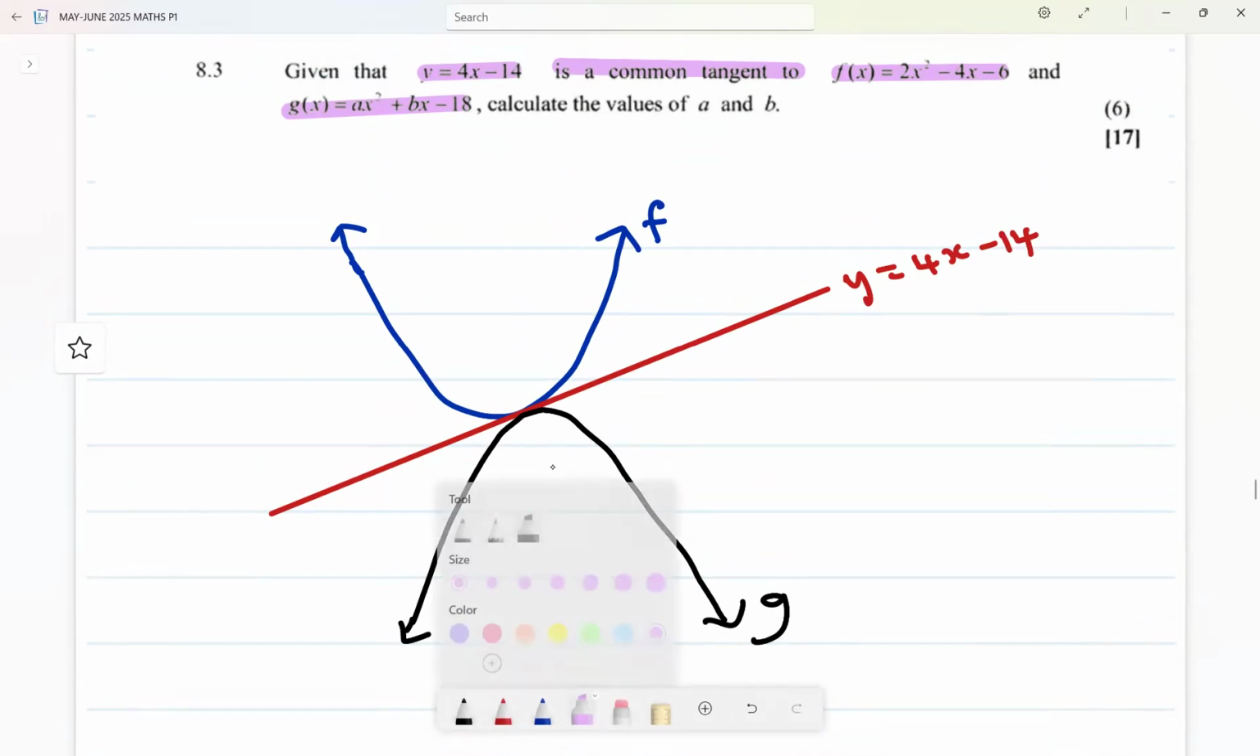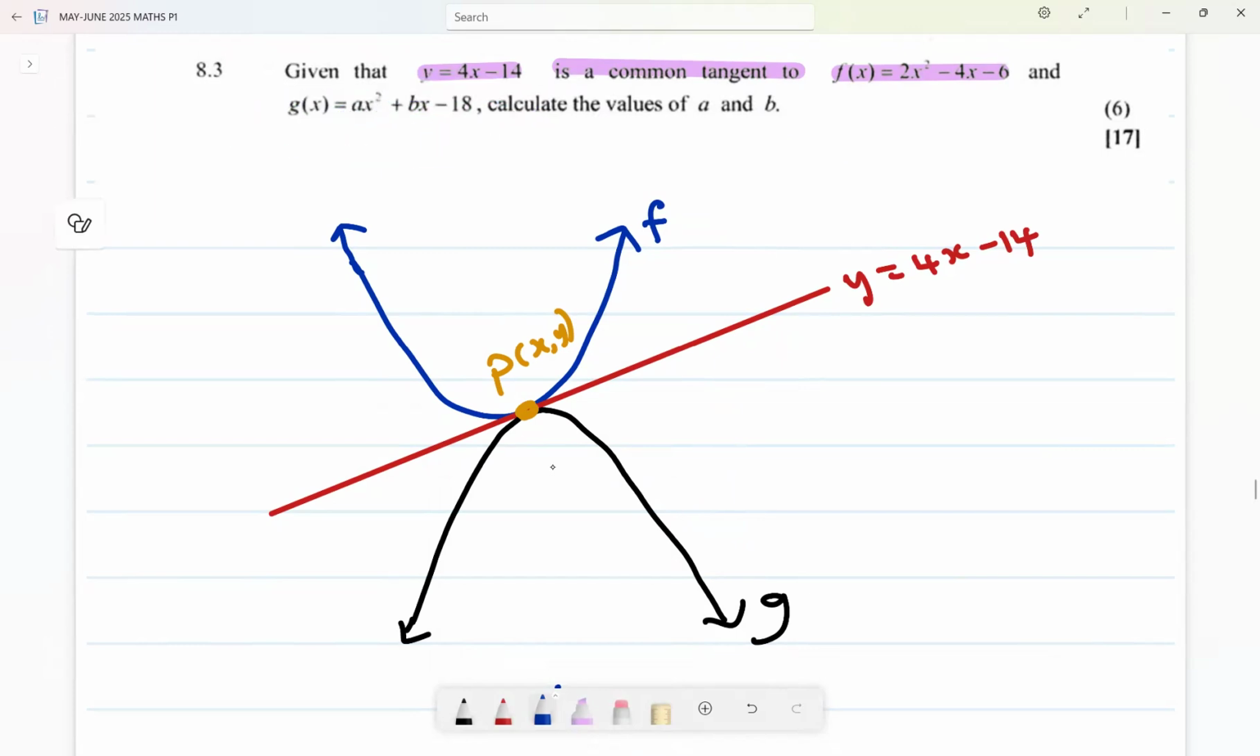This one here, there is a point that I'll name P. That point is a common point between F and Y. F and the tangent Y share this common point. Also, G and Y share the common point, this one.